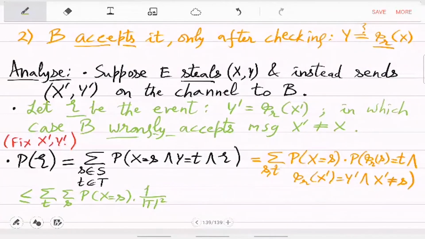If Eve used S equal to x prime, then there is no problem. The error only happens when x prime is different. So that is the case which the pairwise independence property also captures. Sum over, I mean, x has to be one of the S's, so this sum is 1. So you get the sum over t of 1 over t square, which is 1 over t.